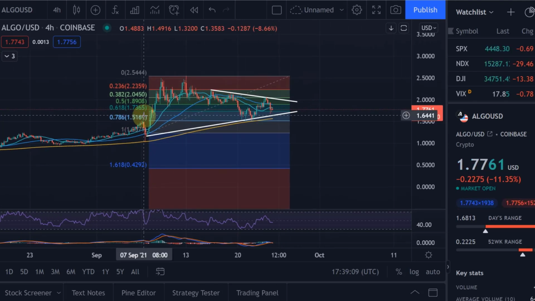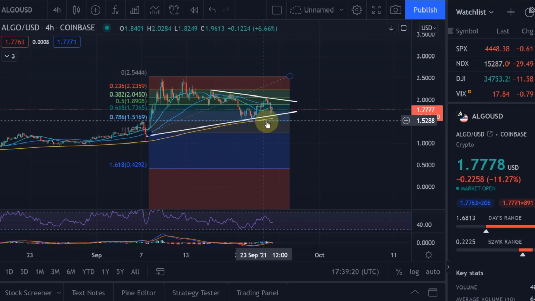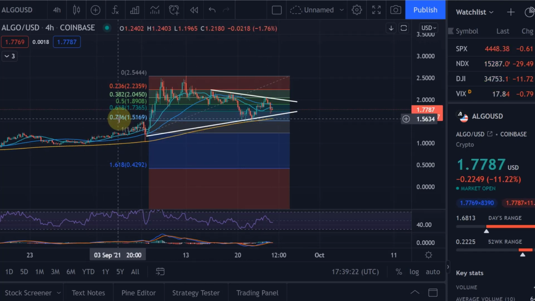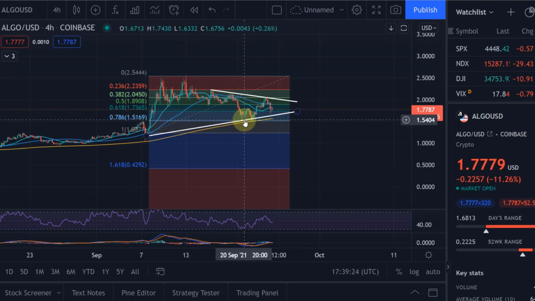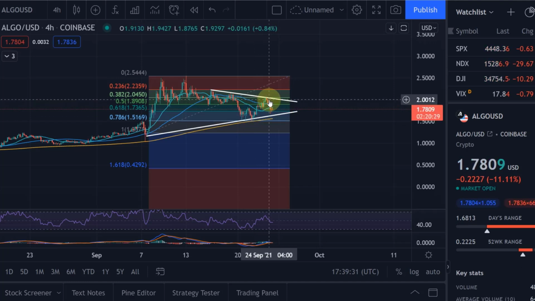So maybe let's just recap of where we are. Currently trading at 1.77, suffered in today's drop as well, but it has held really well compared to the other cryptos. As we said, it came all the way down already to the 1.50 level, the 0.786 Fibonacci retracement level a few days ago. Then we went all the way up to the 0.382 Fibonacci retracement level.